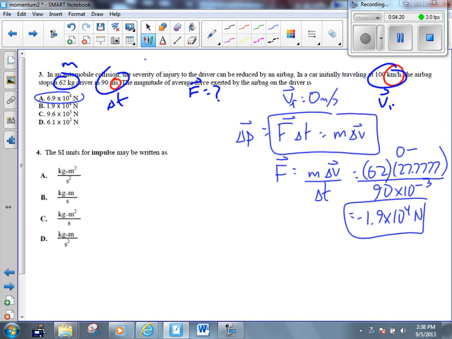But it seemed odd to me that about a quarter of the class in both classes got it wrong. And in both classes, it was A. Everybody that got it wrong picked A. What do you think happened there? What's your guess? Why did so many people pick A, the incorrect answer?